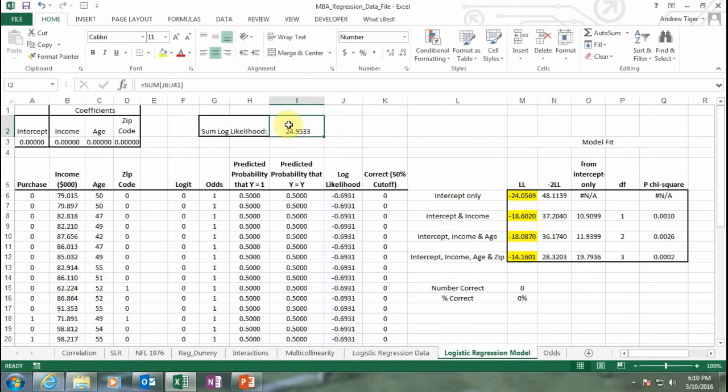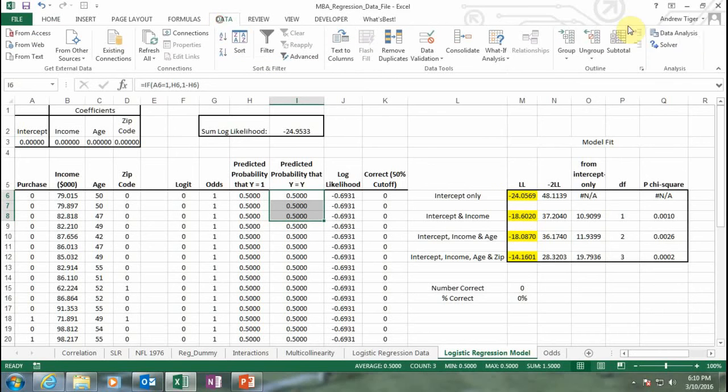And if I can make that as big as possible, then it's going to increase my likelihood and increase the probability that I've accurately represented what happened. And if this probability turns out to be close enough to the cutoff, then I'm going to say it's a correct prediction. Okay, so let's use Solver to do this.